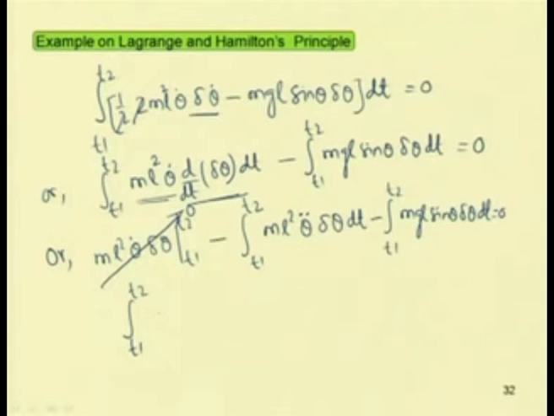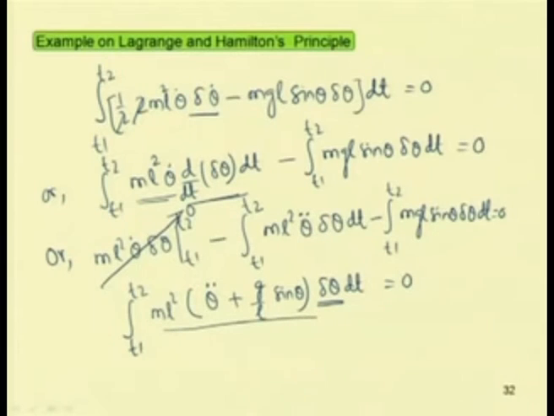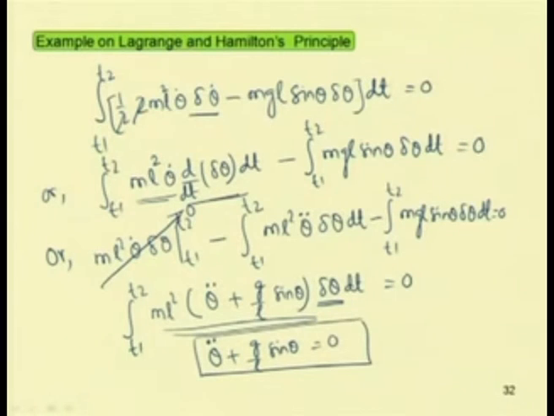So, if I take this mL square common, then this becomes theta double dot plus g by L sin theta, delta theta dt equal to 0. As this delta theta is arbitrary, that is, this virtual rotation, so this cannot be 0. So, the coefficient of this, that means these terms, should be equal to 0. That means one can write theta double dot plus g by L sin theta equal to 0. So, this gives the equation of motion of the system.